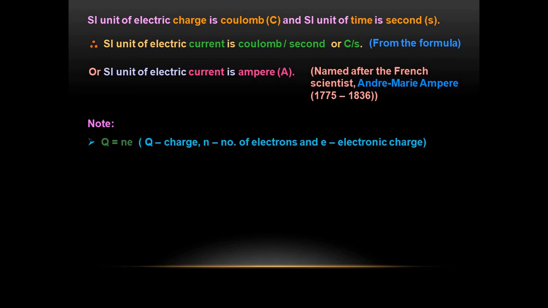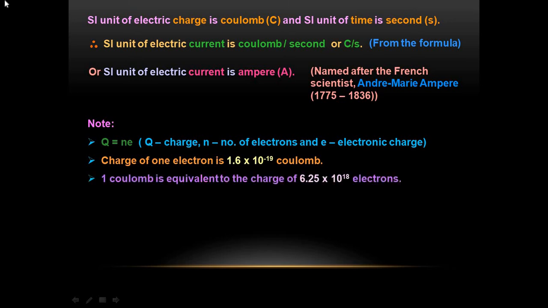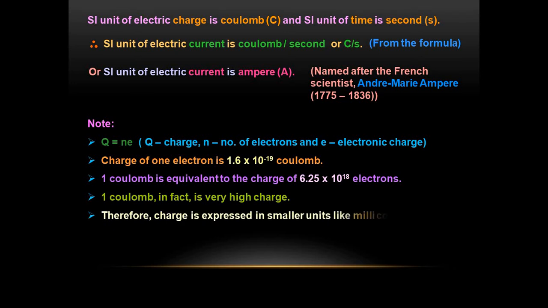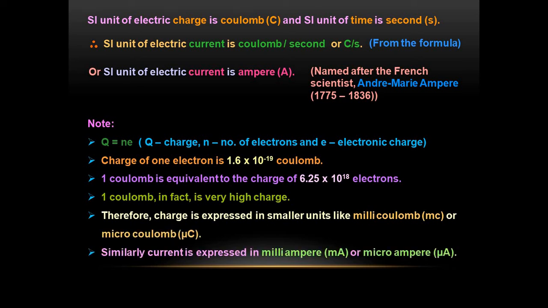Some points to be noted here: the charge is always quantized. That means charge goes in packets. Q is the charge, n the number of electrons, and e the electronic charge. The charge of one electron is 1.6 into 10 to the power minus 19 coulomb. 1 coulomb is equivalent to the charge of 6.25 into 10 to the power 18 electrons. 1 coulomb is in fact a very high charge, therefore charge is expressed in smaller units like millicoulomb or microcoulomb. Similarly, current is expressed in milliampere or microampere also.